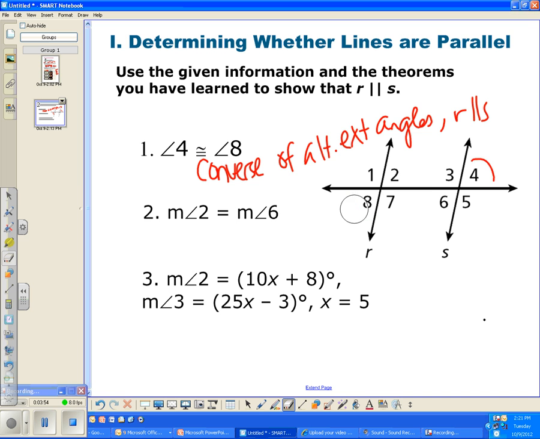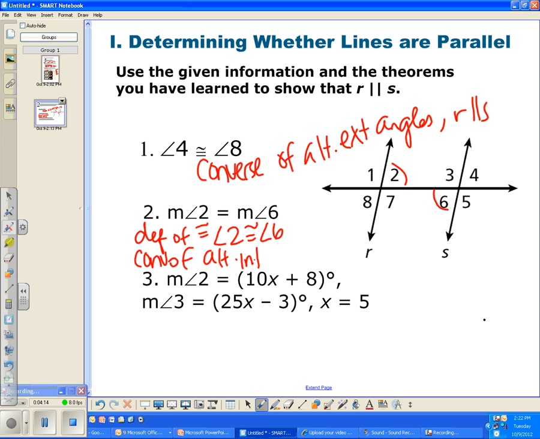For number 2, it says measure of angle 2 is equal to measure of angle 6. Well, we could say by the definition of congruency that angle 2 is going to be congruent to angle 6, right? So if they're congruent to each other, these are now alternate interior angles. So by the converse of alternate interior angles, then R is going to be parallel to S.